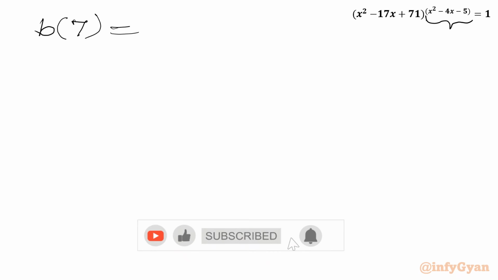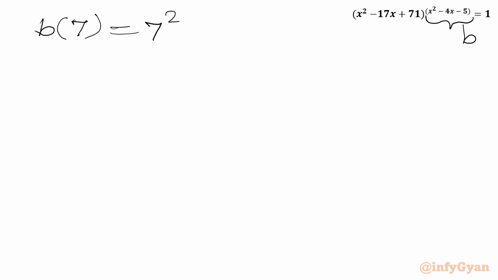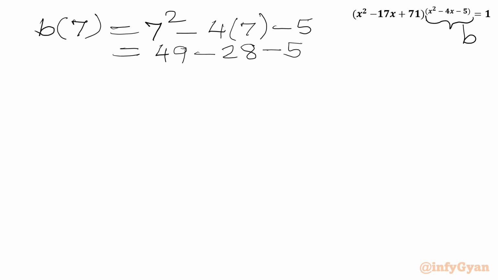So let me write here B7. Here we have B. I am going to put x equal to 7. So I can write 7 square minus 4 times 7 minus 5, which will be equal to 49 minus 28 minus 5. So 28 plus 5 is 33, we can take away and write 16. So 16 belongs to real numbers. So our solution x equal to 7 is a true solution.